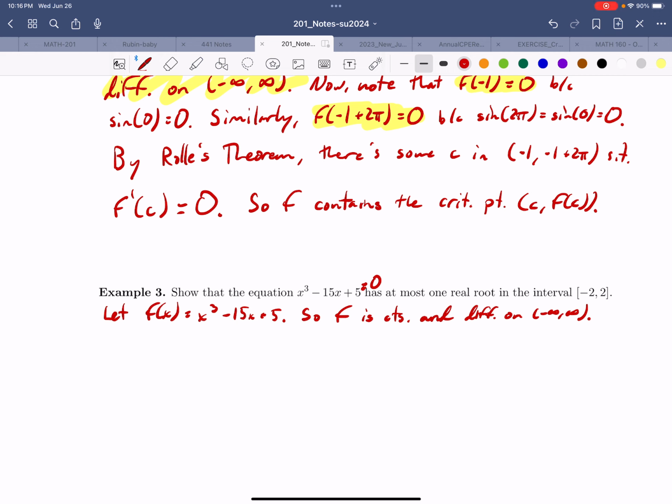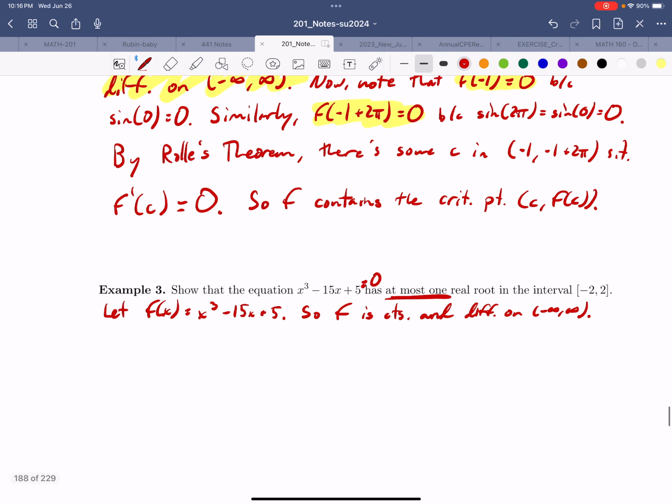And now at this point, we're going to do something a little bit different. We're trying to show that f has at most one real root. Now, one way to prove something, this is very common in mathematics, is called a proof by contradiction, where you assume the opposite of what you're trying to show, and you show that this assumption leads to something that's obviously wrong. So I'm going to say prove by contradiction.